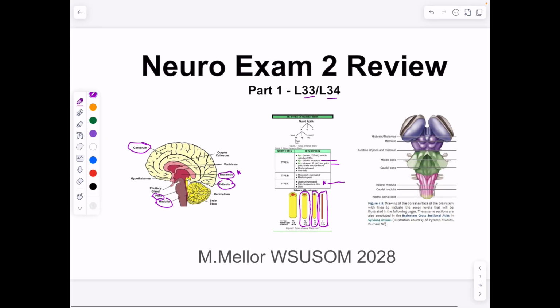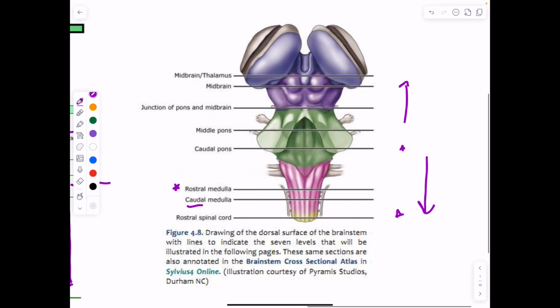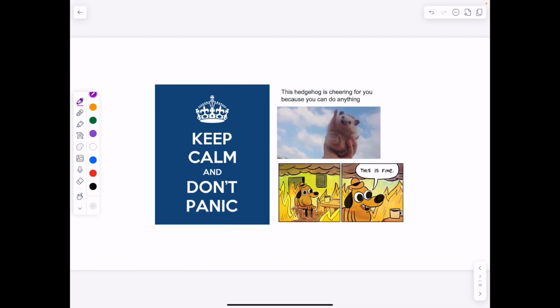Okay. Just a reminder, we have all of these nice cross sections, which we'll look at, but rostral is towards the nostril, and caudal is towards the claws, aka your hands and feet. Okay, so this is just a quick reminder.